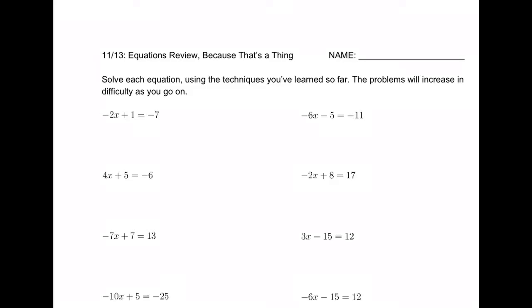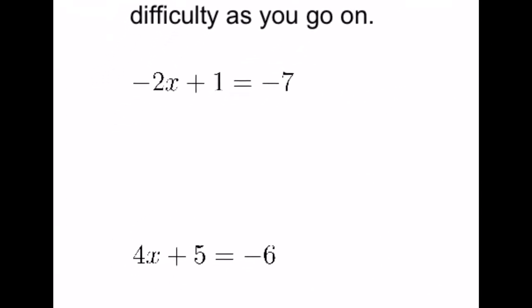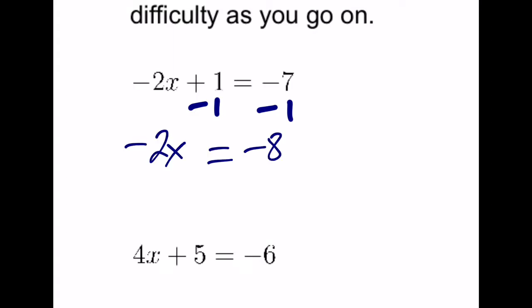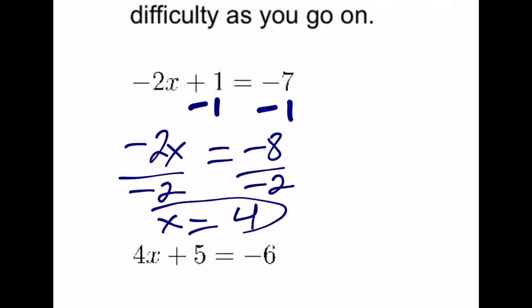November 13th, Equations Review. Solve each equation using the techniques you've learned so far. Negative 2x plus 1 is equal to negative 7. First we subtract 1 from both sides. We're left with negative 2x is equal to a negative 8. We divide both sides by a negative 2. We get x is equal to a positive 4.